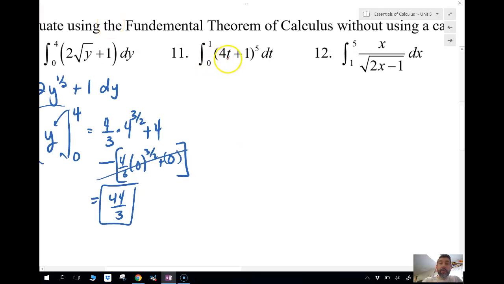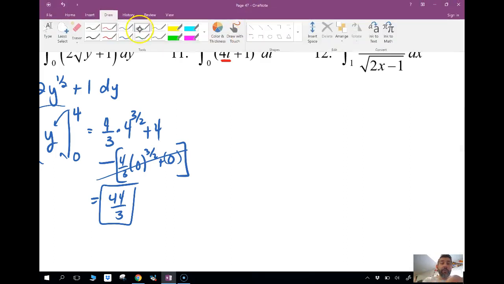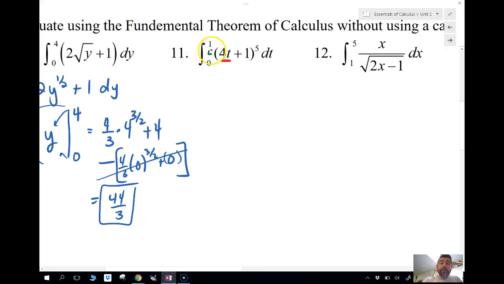Okay, let's try another one here. Same method here. So we're going to notice here, though, I've got a 4t, right? So the derivative of 4t is 4. So I'm going to, in green here, do a little reverse chain rule. So I need a 4 here and a 1/4 out here to do my little reverse chain rule. Okay, now I can go and do my antiderivative.